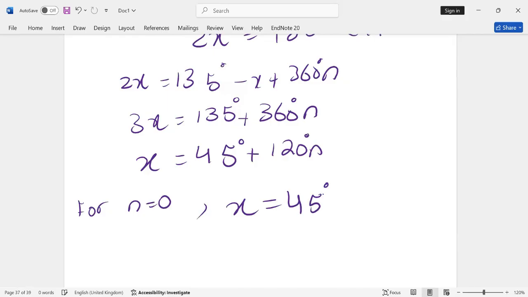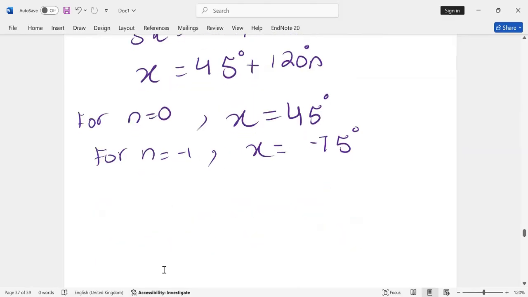So for n equals minus 1, we get x equals minus 75 degrees. All right. So we say that x belongs to minus 90 to 90 degrees. The unique solutions are x equals 45 degrees and x equals minus 75 degrees. So the number of solutions, we say that is 2. Okay. And this is the required thing that we have to find out in this question.